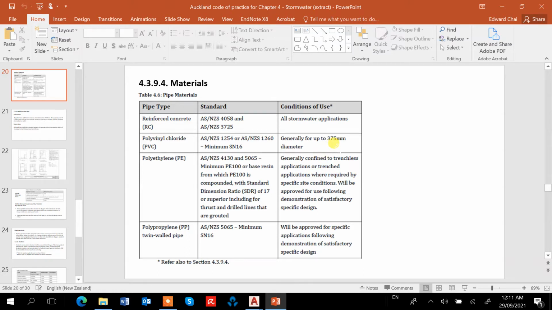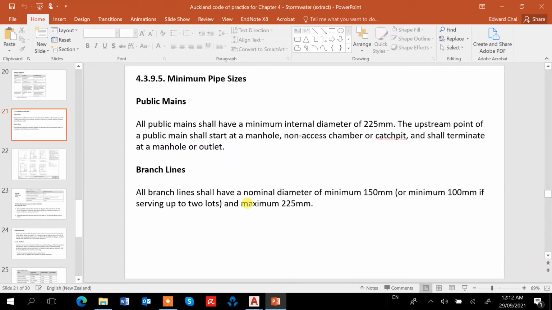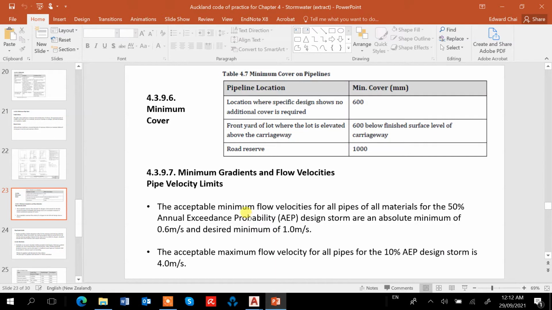I think there are other sizes: 375, 300, 275 or 250, 225 or 200. And we can also use a PE pipe as well. PE pipes, polyethylene pipes, I think we can use up to 450. The maximum, to be double checked, is about 450.